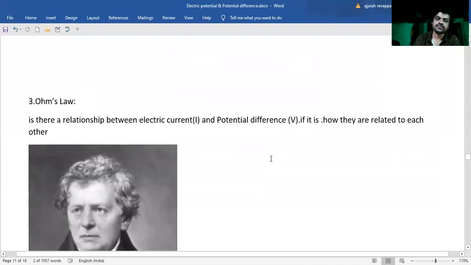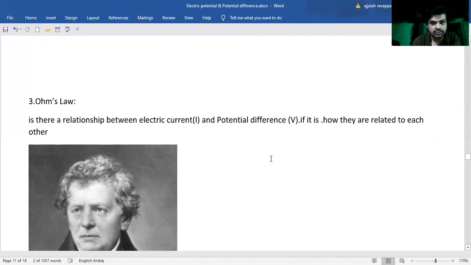My dear students, so far we have acquired sufficient knowledge about electric current and potential difference. Under this Ohm's law, we are going to study: is there any relationship between electric current and potential difference? Are these two quantities related to each other or not? So you can easily guess they have a relationship. They are related to one another.